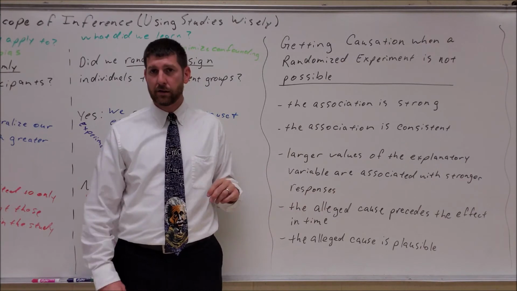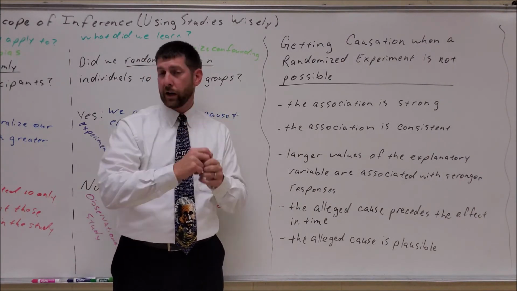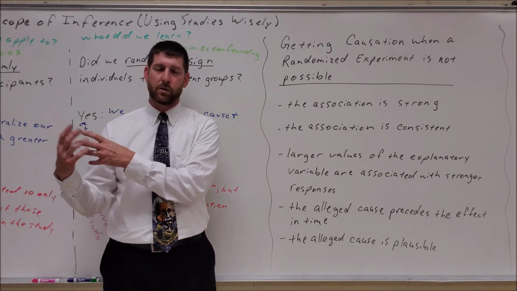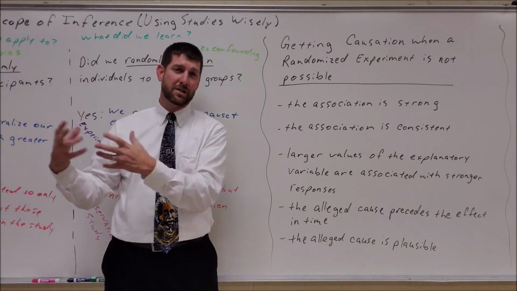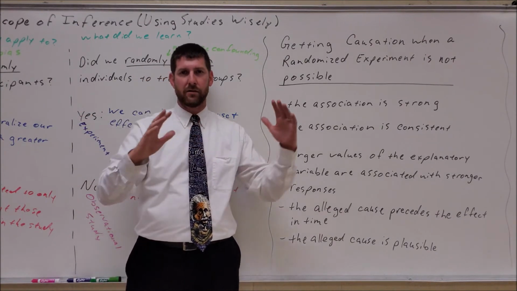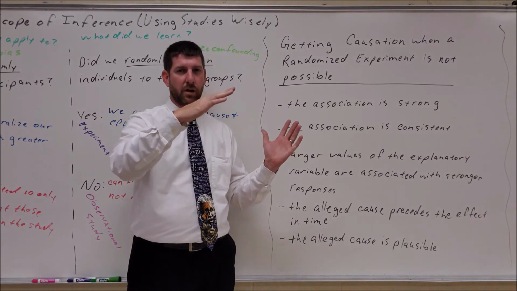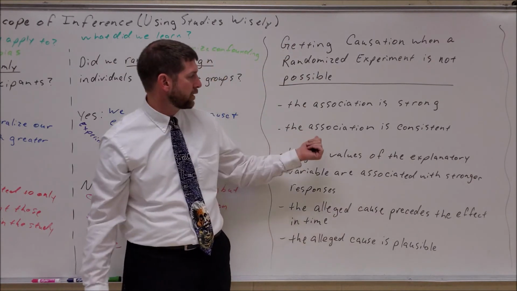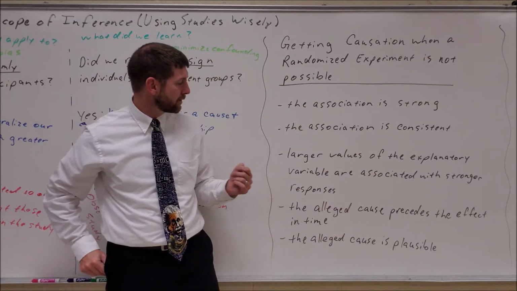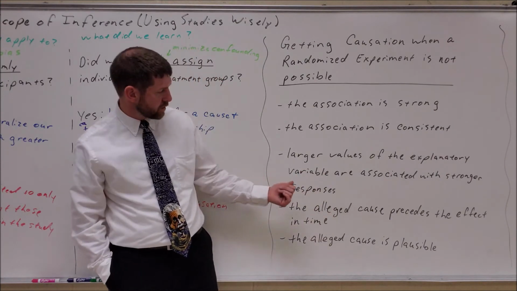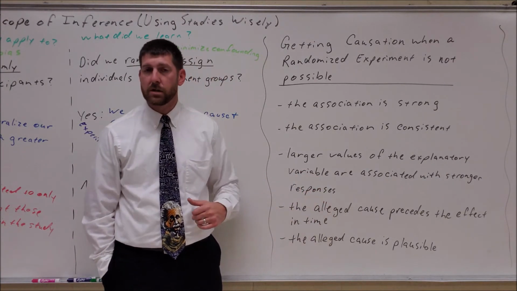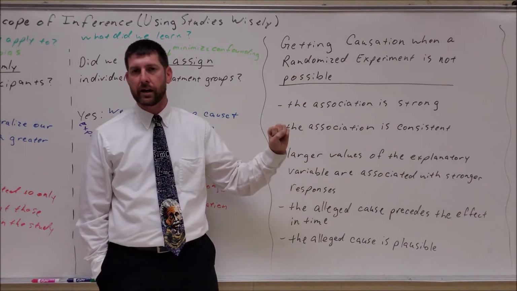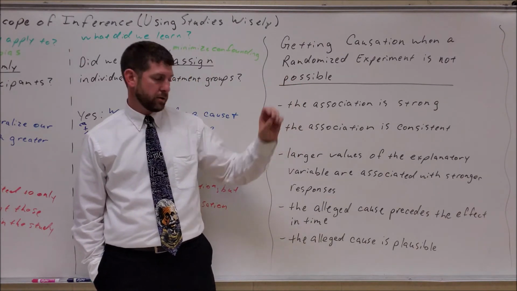Is it consistent? Do we feel like small values lead to a certain type of value, and then larger explanatory values lead to other types of values? If we're thinking quantitative data, I'm not getting a graph that kind of waves in and out. I want something that stays in a tight, clean, recognizable pattern. This association is consistent. Larger values of the explanatory variable are associated with stronger responses. So as we increase the size, we're getting a much tighter picture.